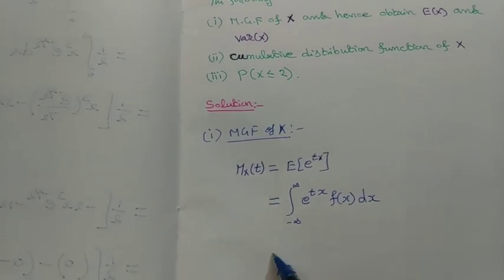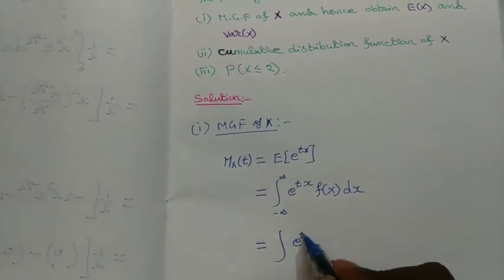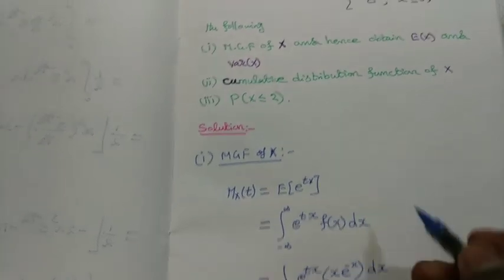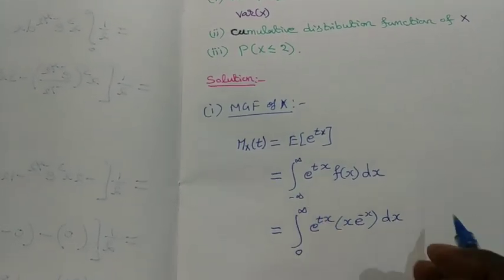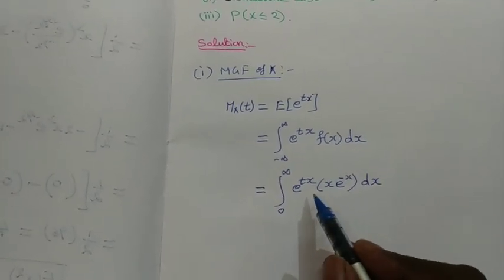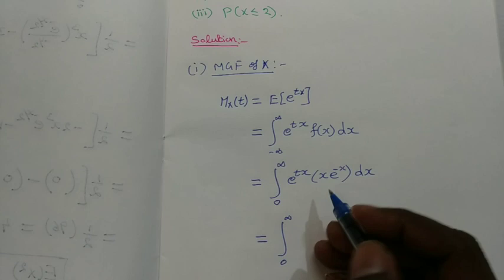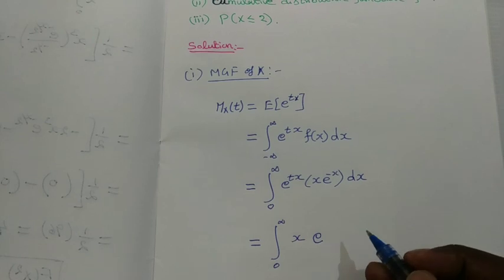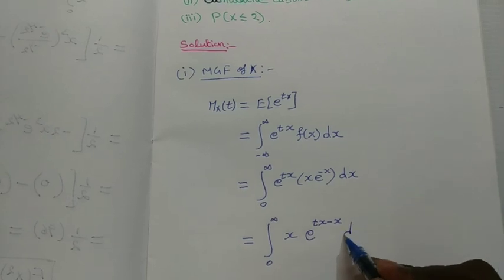This is the formula. Now given f of x is x into e power minus x, so e power tx into x into e power minus x into dx. The range of f of x is x greater than 0, which means 0 to infinity. So now I want to integrate this. Before that, I am going to simplify. The integral from 0 to infinity of x into, combining these two, e power tx minus x into dx.